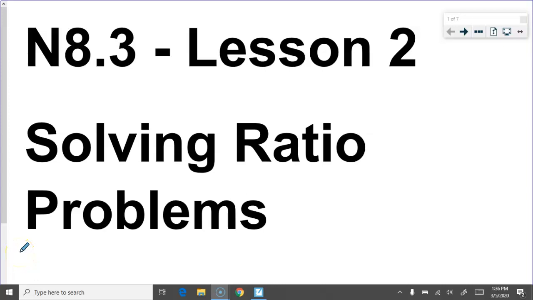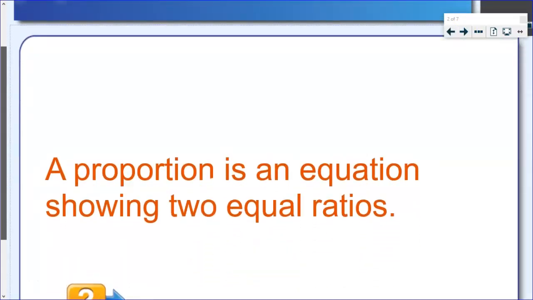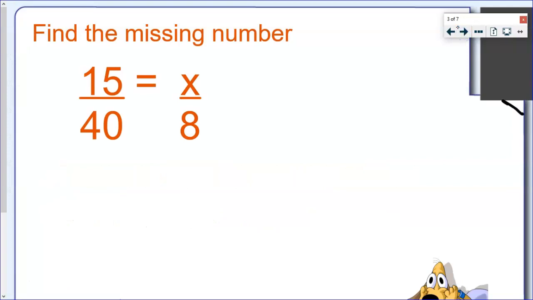Hi there, today's lesson is on solving ratio problems and we're still in N8.3, and this is lesson 2. So we're going to talk about a proportion because that is in relation to ratios. What it actually is, is an equation showing two equal ratios. You actually saw this in the last lesson, but we're going to take it a step further.